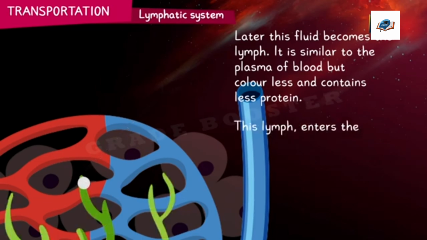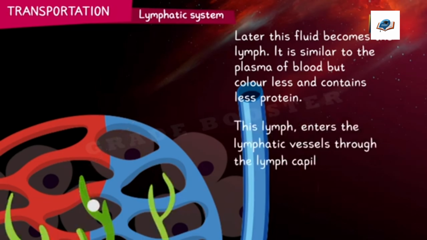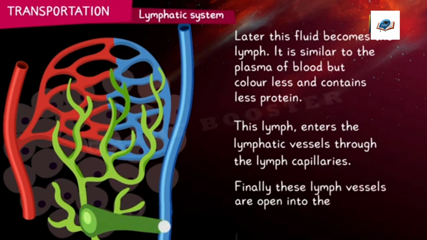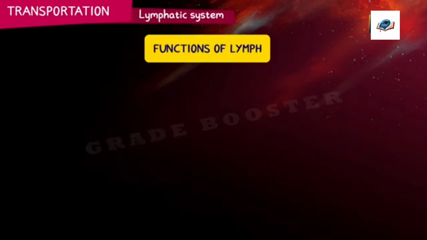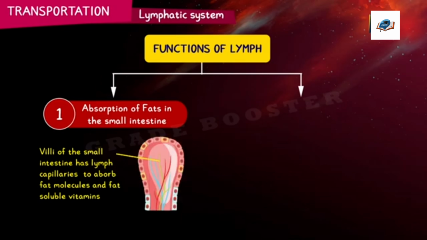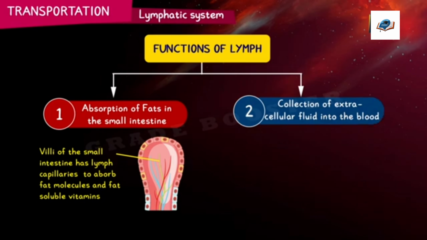This lymph enters the lymphatic vessels through the lymph capillaries. Finally, these lymph vessels open into the large veins. Lymphatic system does two important jobs. The first job of lymph is to absorb the digested fats in the intestines. We can see the lymph vessels in the villi of the small intestine, where the absorption of nutrients takes place. The second task is to collect the extracellular fluid and deposit it into the bloodstream.